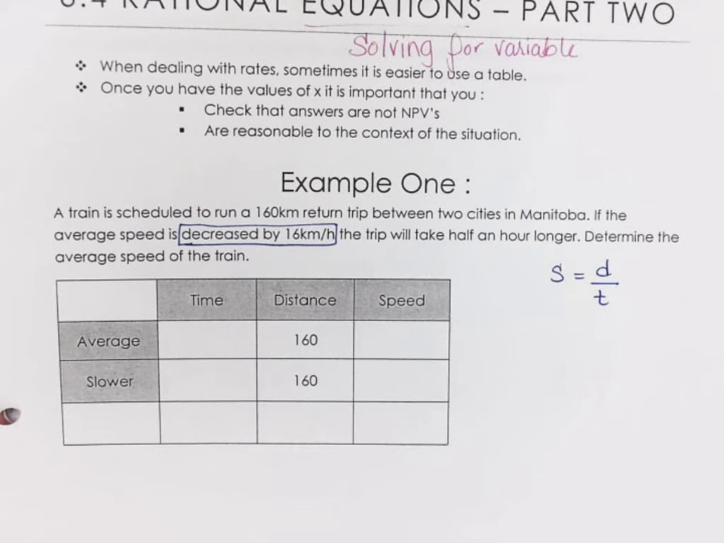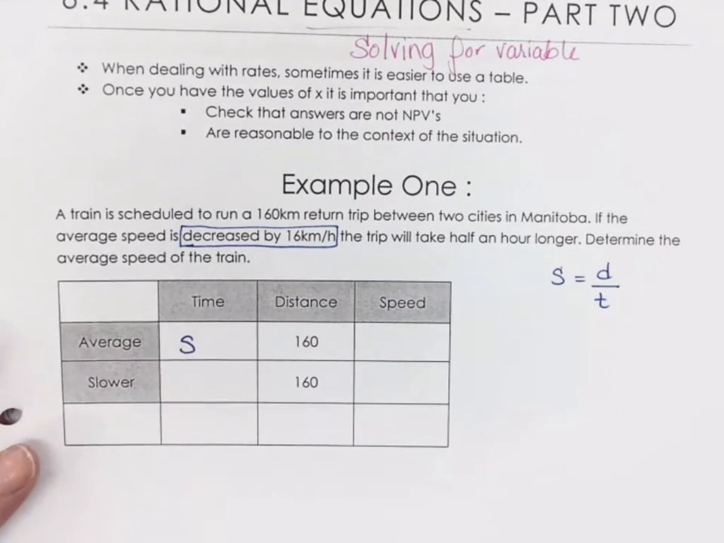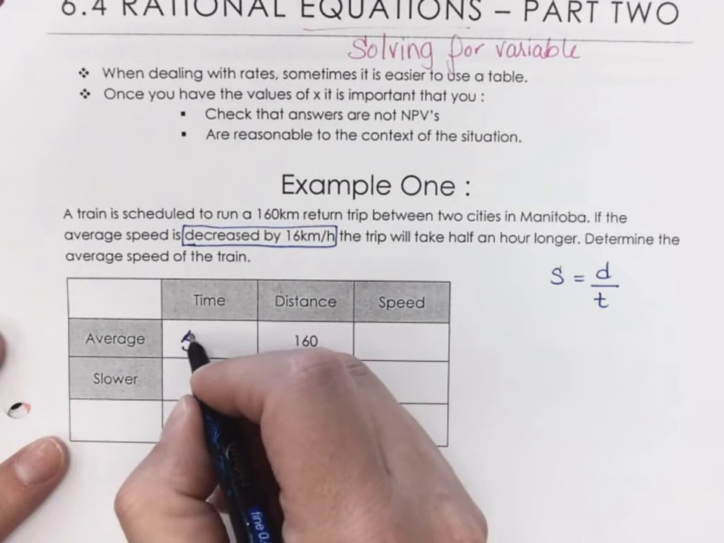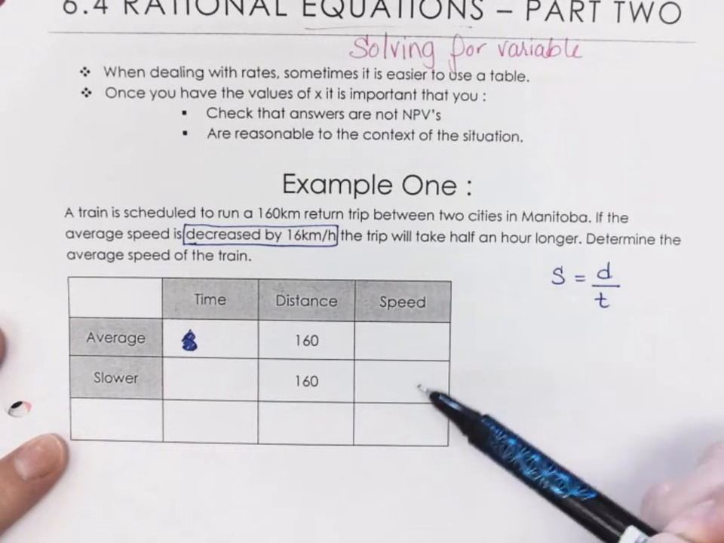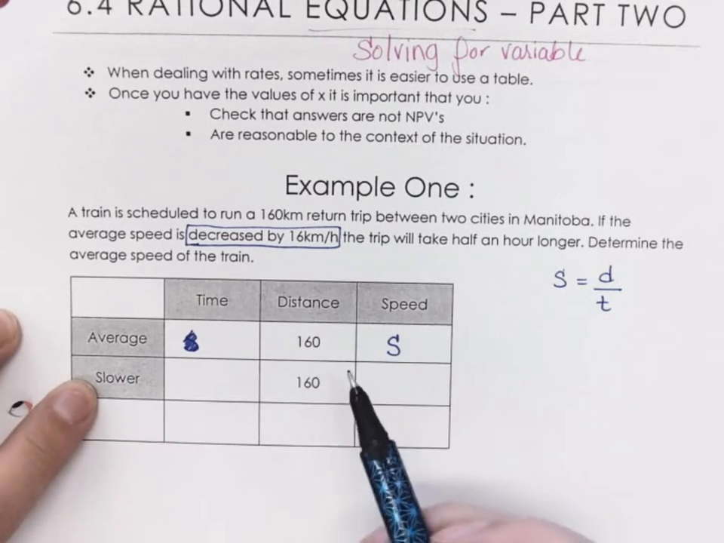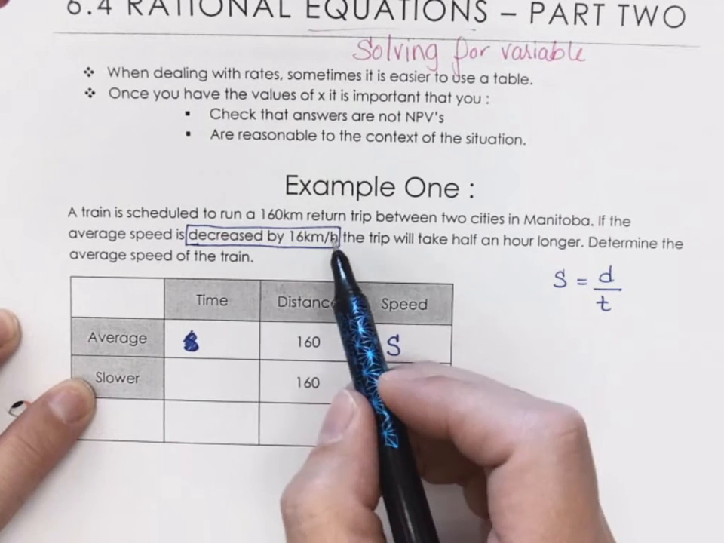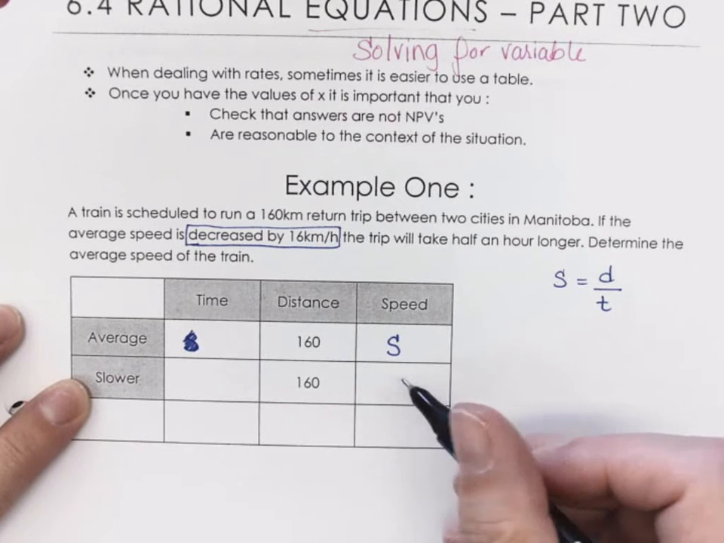How about we use some variables that make sense? So I'm going to use the letter S. Is everybody okay with that? Oh, that's in the time column, sorry. Time is here and speed is here. So this would be S. And then we're decreasing, so the slower speed is decreased by 16. What expression am I going to write here?